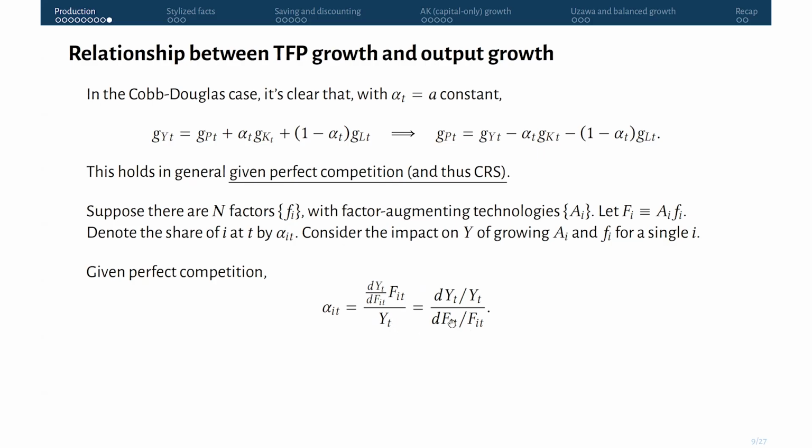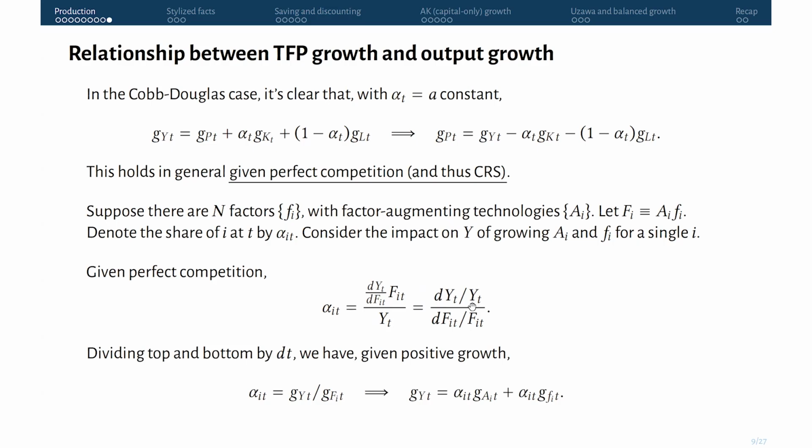And rearranging, you get this term here, which is maybe easiest to interpret if you just divide top and bottom by dt. So we're looking at the growth rate of output at t divided by the growth rate of effective labor at t. And rearranging, this says that the growth rate of output is going to be the share of labor times the growth rate of effective labor at t.